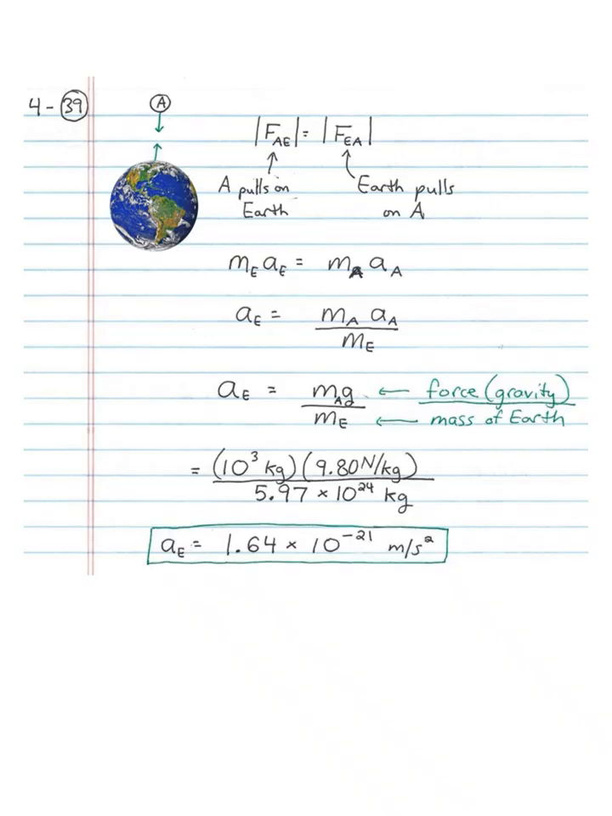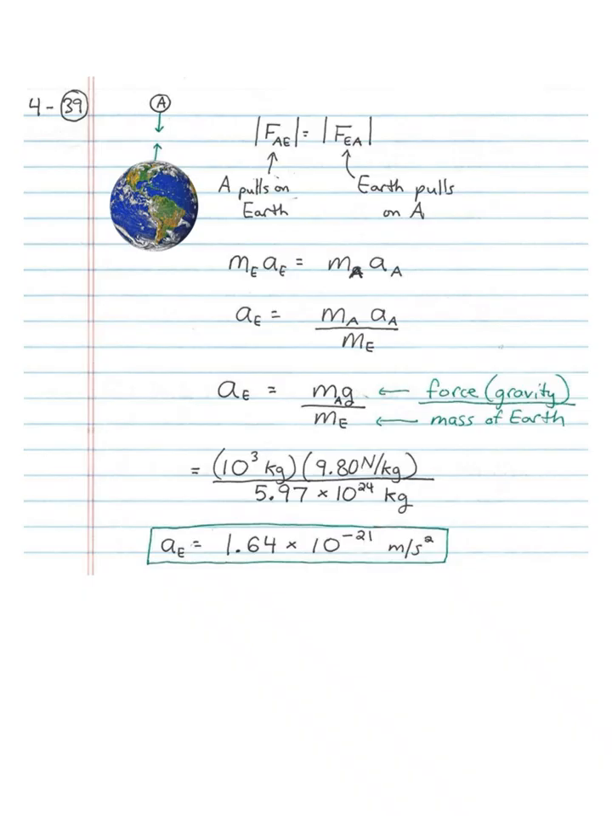Number 39. Find the upward acceleration of Earth due to a 1,000-kilogram object in free fall above the Earth. Hint, use Newton's third law. So it seems kind of weird that something falling towards the Earth, even a pen that's falling to the ground, causes a negligible yet a non-zero acceleration upward of the Earth.